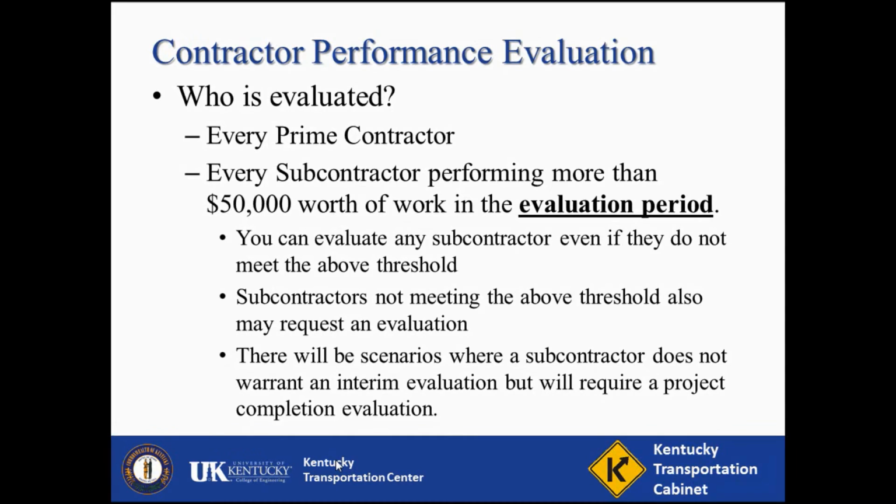Before we go over the new form, let's discuss a few questions. First, who is to be evaluated? Evaluations must be performed for every prime contractor and subcontractors performing more than $50,000 worth of work in the given evaluation period. However, the section engineer may choose to complete an evaluation for any subcontractor regardless of this threshold. Additionally, a subcontractor not meeting this threshold may request to have an evaluation completed. Under these criteria, there will be instances where a subcontractor does not warrant an interim evaluation but does require the project completion evaluation.